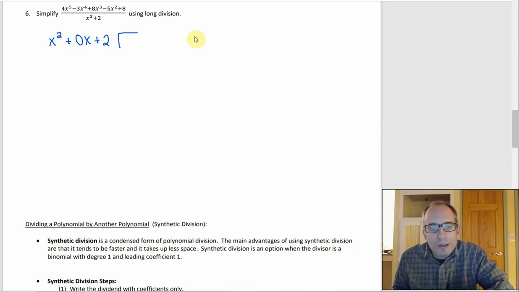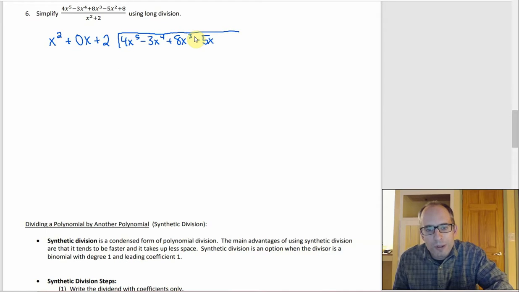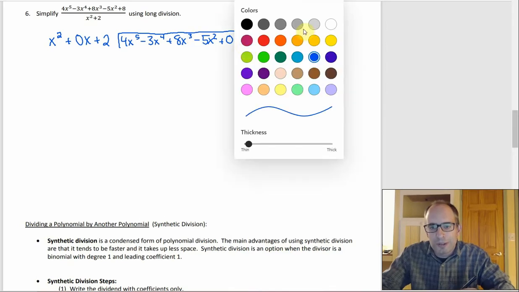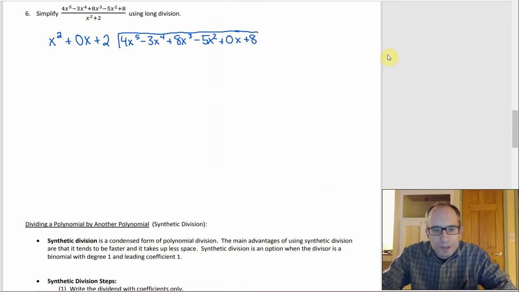And then our dividend should be 4x to the 5th minus 3x to the 4th plus 8x cubed minus 5x squared plus 0x plus 8. And for emphasis, actually, I was going to make those a different color, so let's see here.